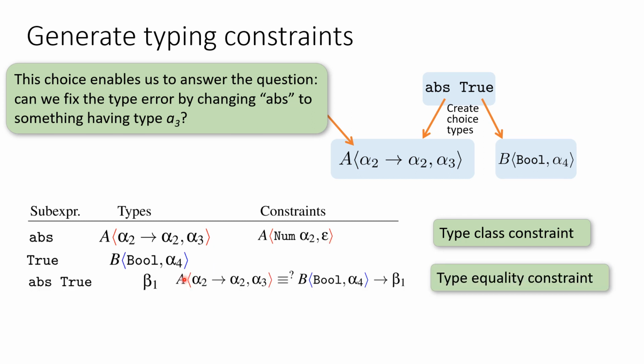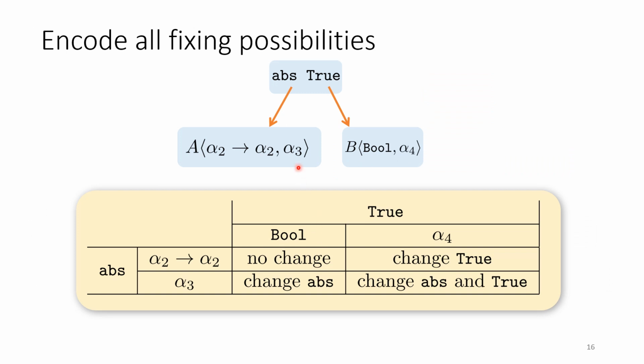Now, as we move to type abs applied to true, we have a type equality constraint. In this case, we can see that this constraint involves choice types. Now let's see how these two choice types allow us to encode all possible fixes to this expression abs true.